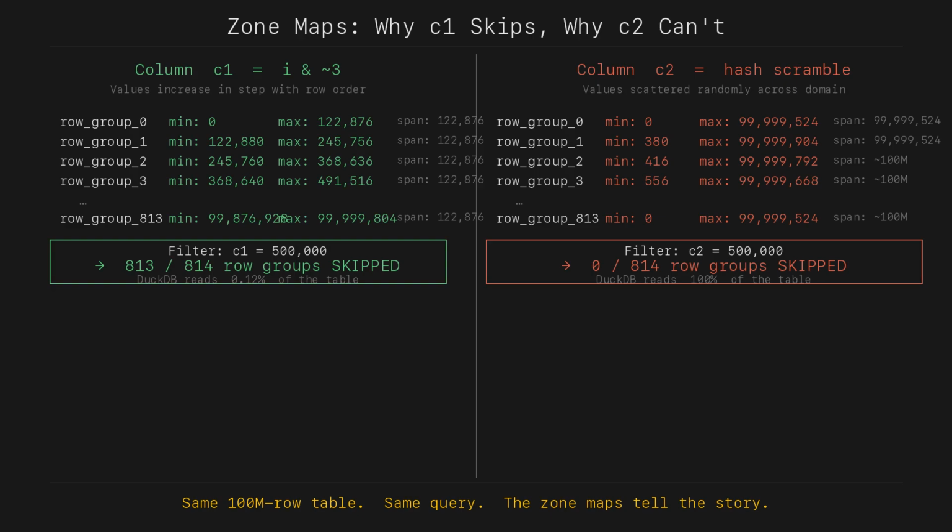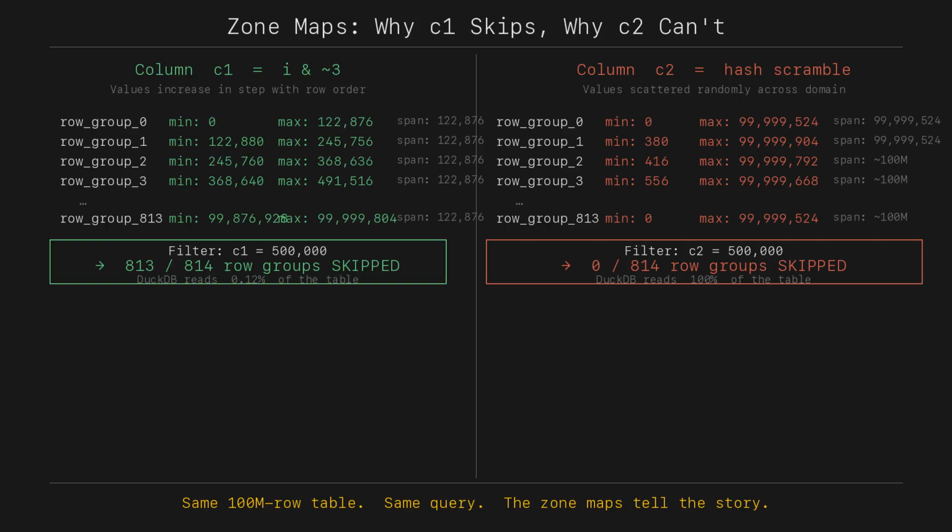Row group 0, min 0, max nearly 100 million. Span, almost the full domain of C2. Row group 1, min 380, max nearly 100 million. Same story. Row group 2, 3, every single one spans nearly the full range. Every single row group for C2 spans almost the full domain.